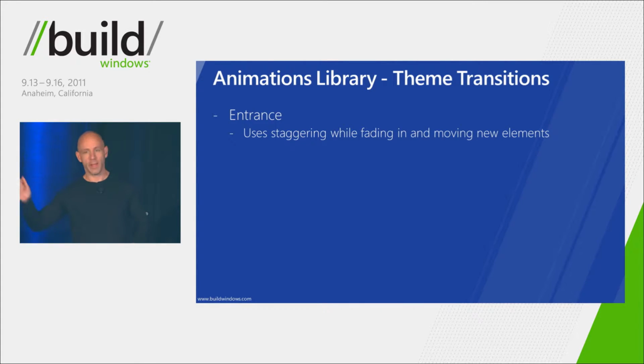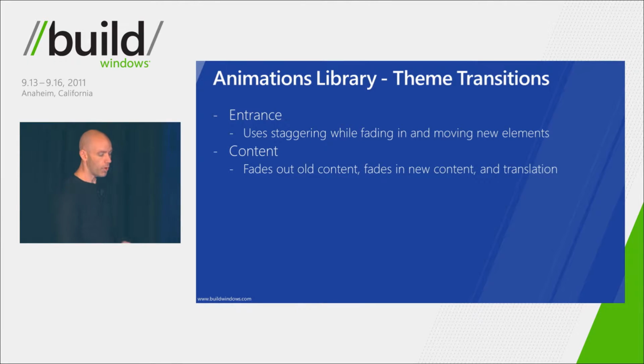The entrance theme only happens when it enters, not when you're moving things around. So a content theme transition will fade out old contents and fade in new contents. So let's say you're toggling through different content in a frame or some other content control. And you want to fade out content, fade new ones in, use translation and easings the way Windows does. You pop in a content theme transition, and it's going to do that for you.